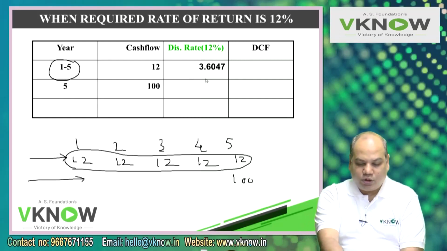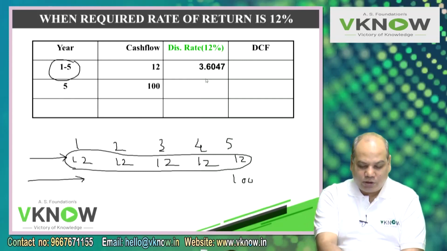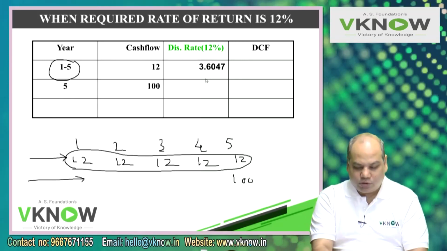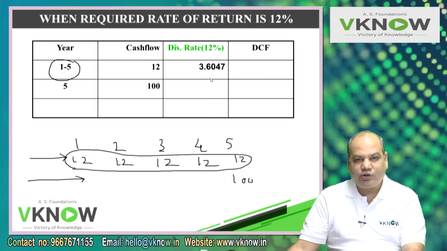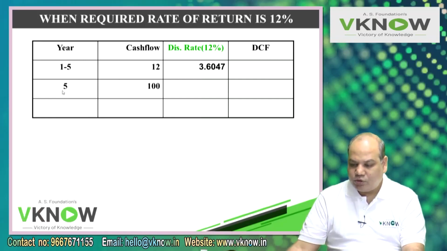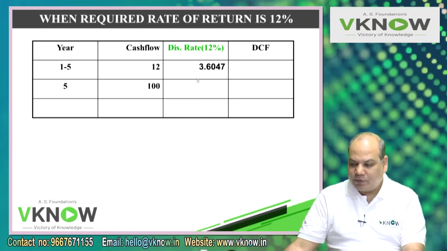And those students who don't have the GT function on your calculator, 1 divided by 1.12 equal to, memory plus, 5 times. And once you are done, then you press the MRC function, you will get 3.6047. Now the 5th factor, how do you get the 5th factor? 1 divided by 1.12, press equal to 5 times. The 5th factor will be 0.5674.